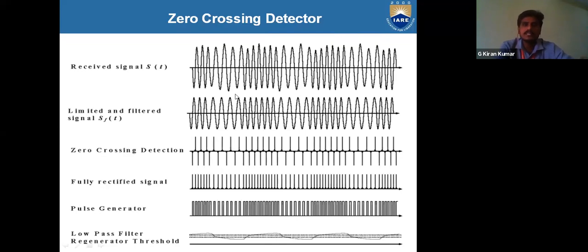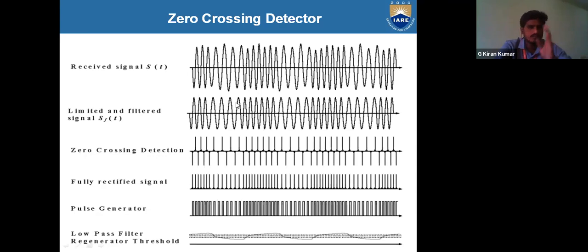So what is the received signal? This is our received signal. Here you have high frequency, low frequency, a combination of high and low frequency. This is s(t), the FM signal. Now you can see what happens after giving the signal to the limiter, which filters a limited number of bands or side lobes of the signal.